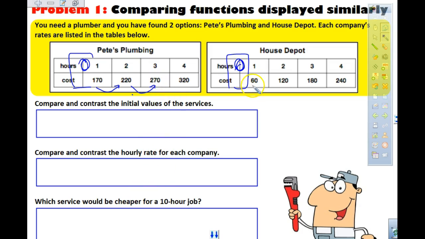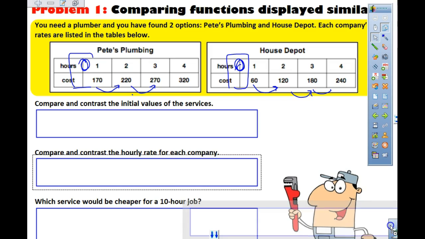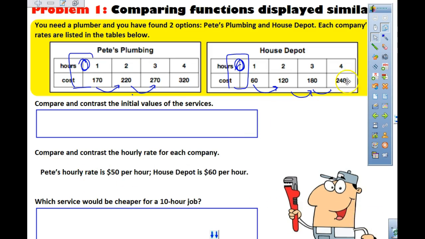Okay. How about House Depot? How much are they charging us for each hour? 60. So as we are looking, go down to the second one, comparing and contrasting their hourly rates, we would be able to say that Pete's is at $50 an hour, right? And House Depot is at 60. How did we get that? We took the change in Y, this is our Y value, right, the cost, over the change in X. X was our hours, Y is our cost.